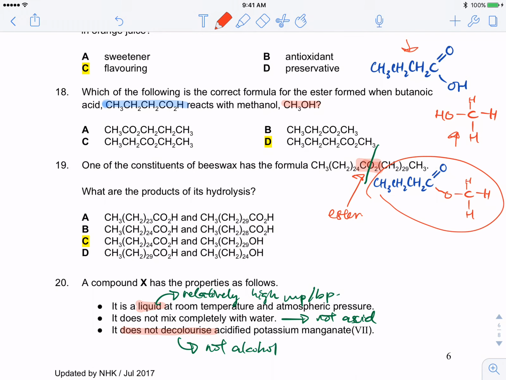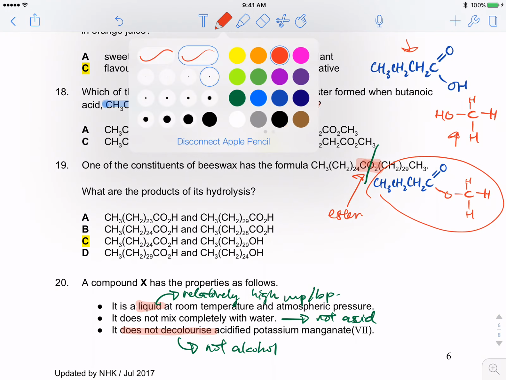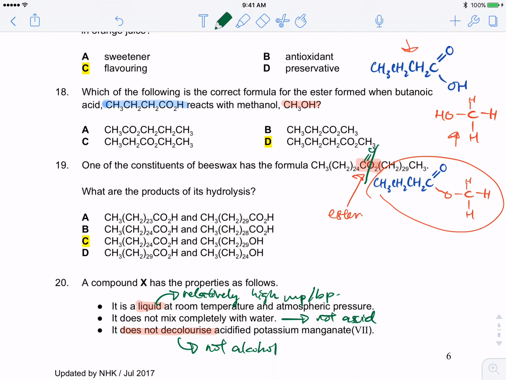Note that one of the O belongs to the carboxylic acid. The other O belongs to the alcohol. So, based on this, we cut it in half. We can see the acid part will have CH3, CH2, COOH, and on the other side we have CH3, CH2, OH. So answer is C.